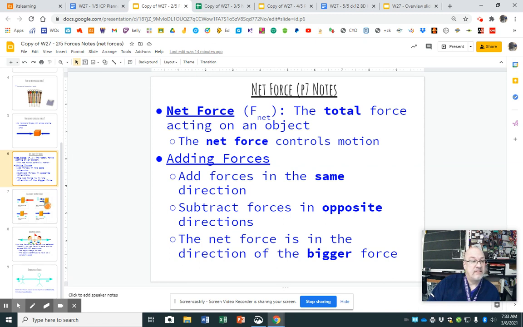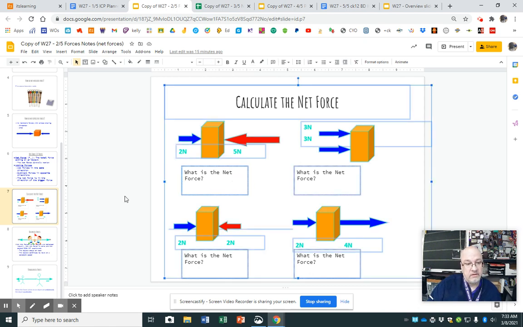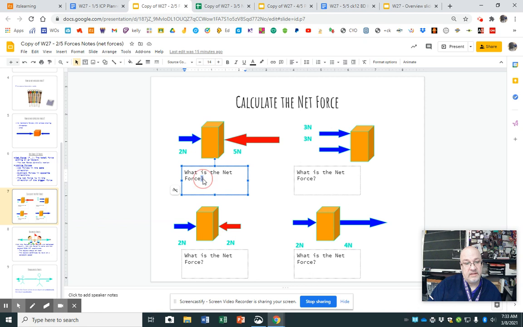Slide 7 has things to type on. So if you have 2 newtons pushing to the right and 5 newtons pushing to the left, which one is bigger? The one pushing left, and by how much? By 3 newtons. So you would write 3 newtons to the left. Right? Pretty easy.